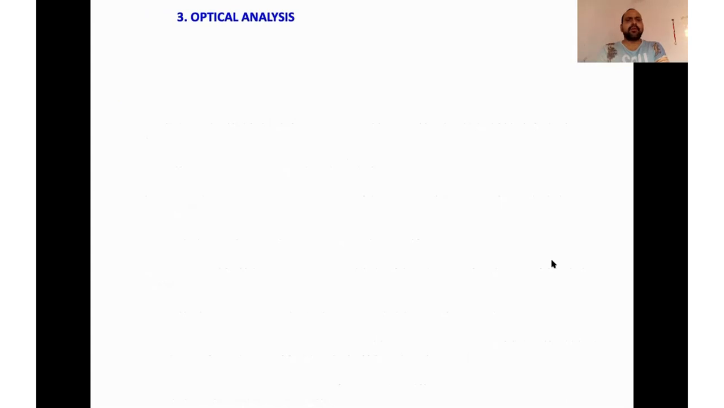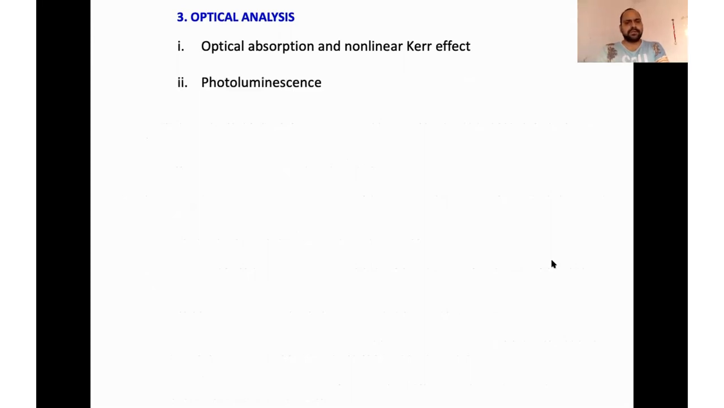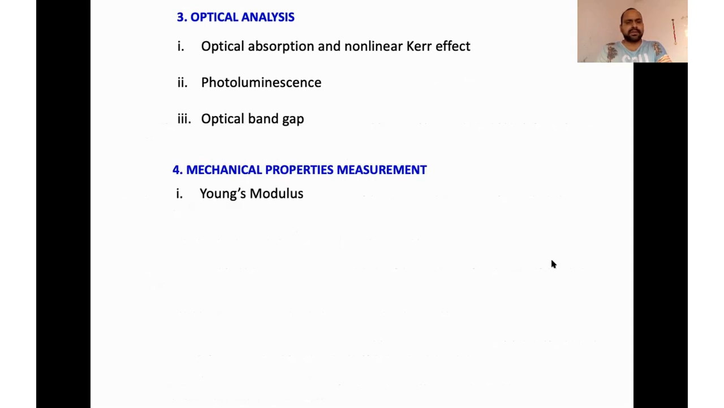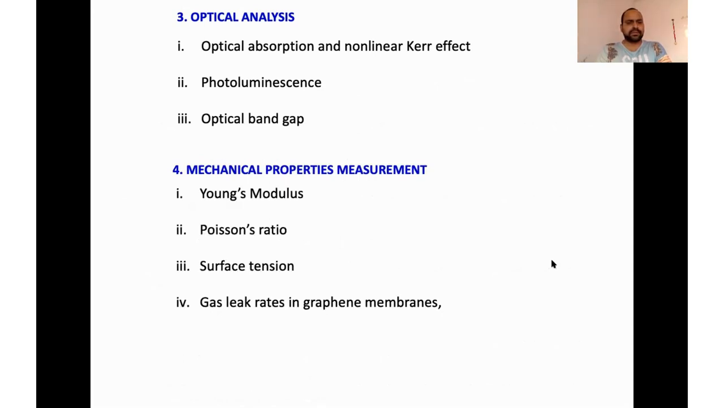Next, we can switch to optical analysis, particularly optical absorption and nonlinear Kerr effect, photoluminescence, if any emission is possible from graphene, and optical band gap calculation, if it's not pure graphene and has some kind of bonding or functionality, right? Similarly, in mechanical properties, many things are there, such as Young's modulus, Poisson ratio, surface tension, or maybe the gas leak rate, or the tunneling of hydrogen atoms through the graphene sheet.